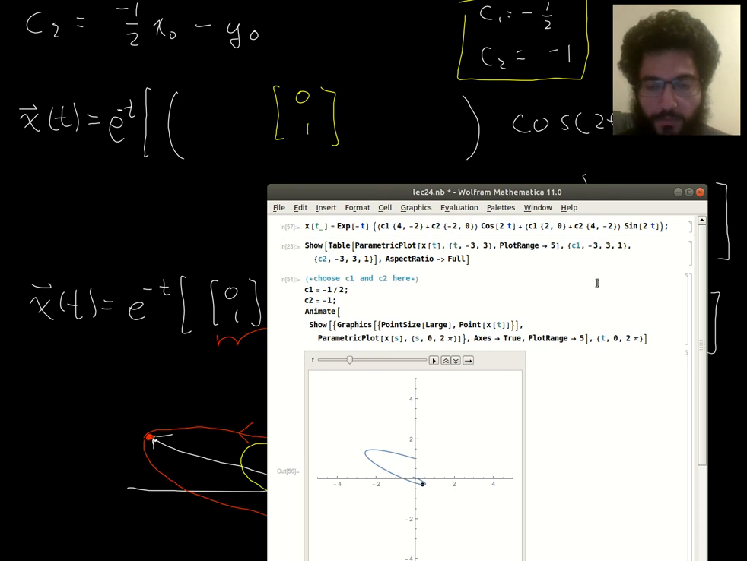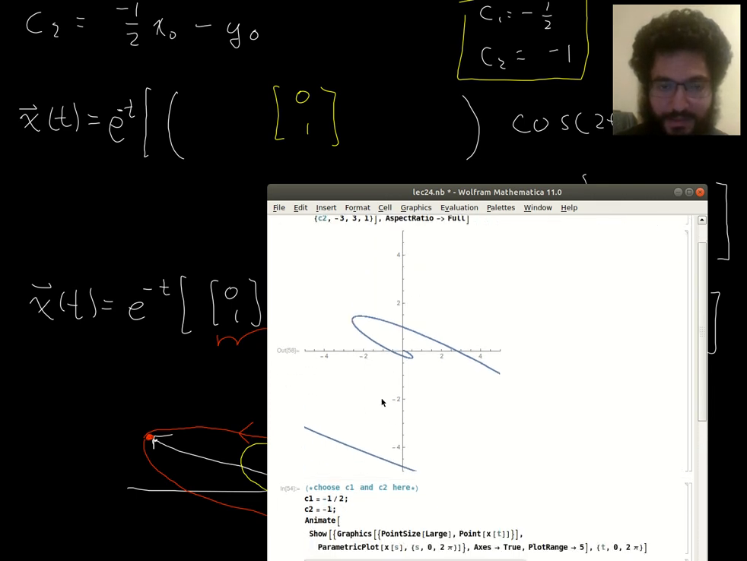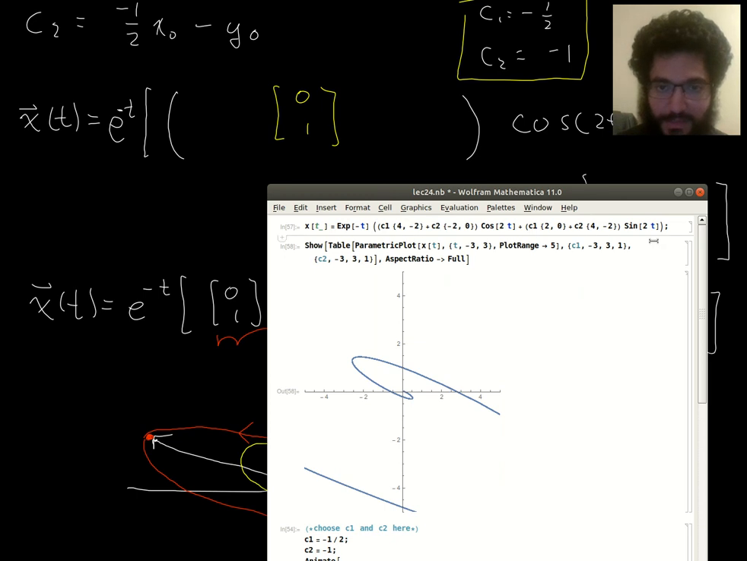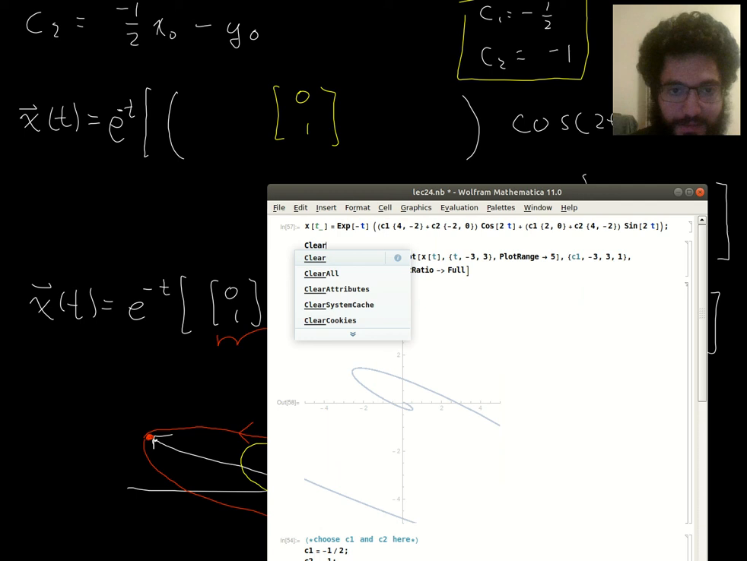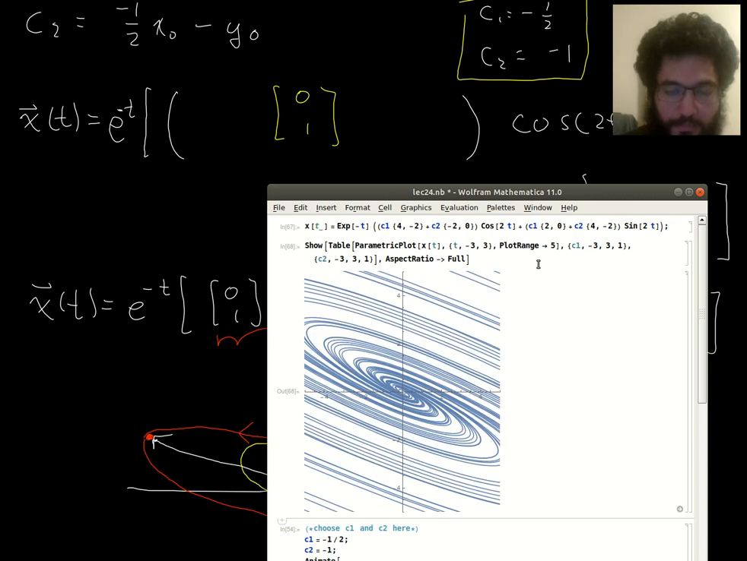And finally, if you want to run that same code from last time that shows you a bunch of solutions, it's this. Oh, this is using the variables C1 and C2. Yeah, I just needed to clear out C1 and C2. So there you go. There's a family of spiraling in solutions, and no matter where you start, no matter what your initial conditions are, you end up going along some spiral in towards the origin. So the origin here is a stable equilibrium.